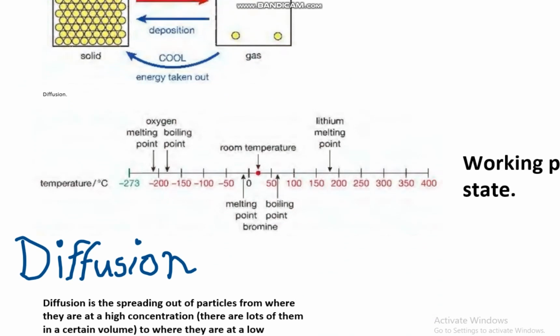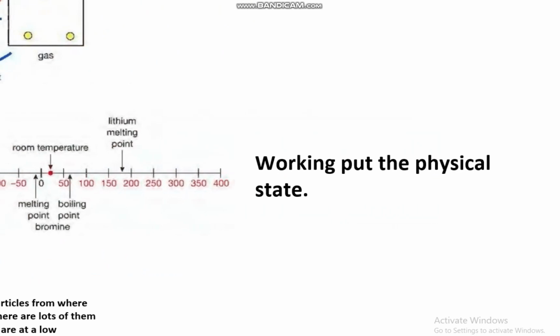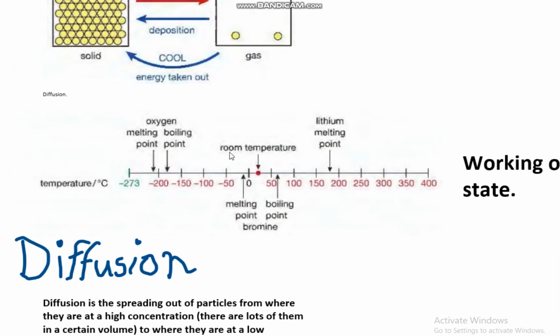So then we have a small topic: working out the physical state. For example, we have to find the physical state of oxygen when it is at minus 200, so we have to find the physical state at that temperature.